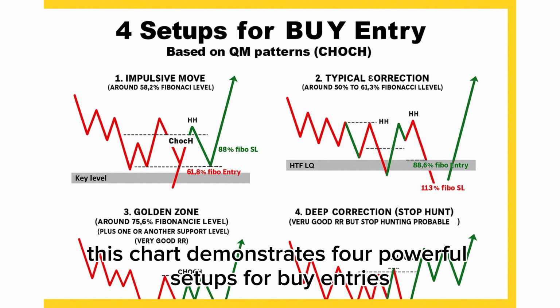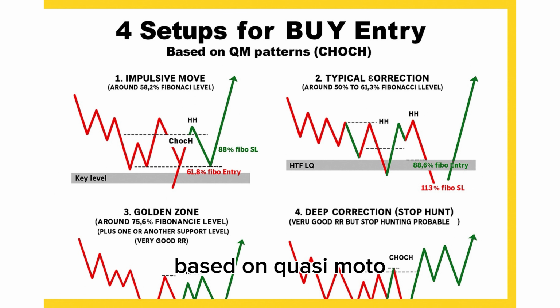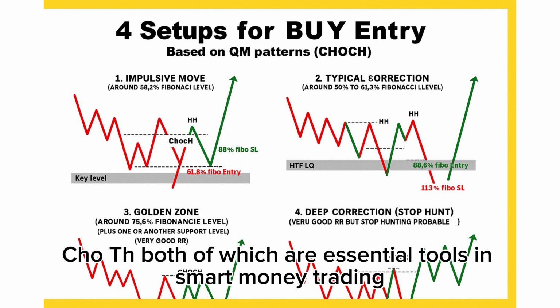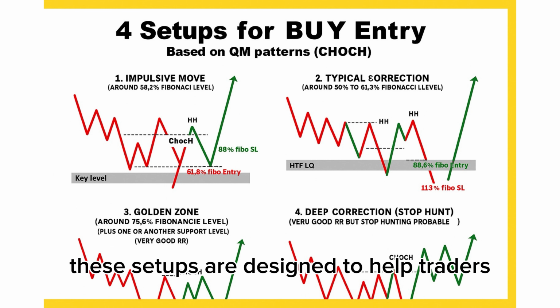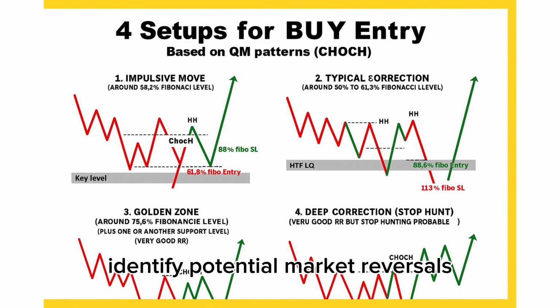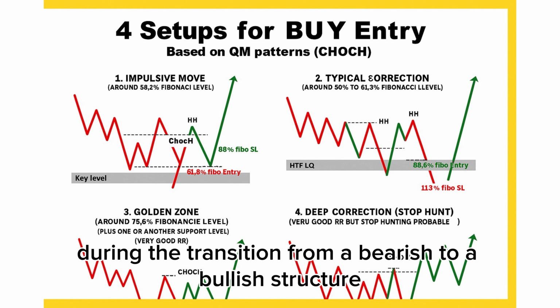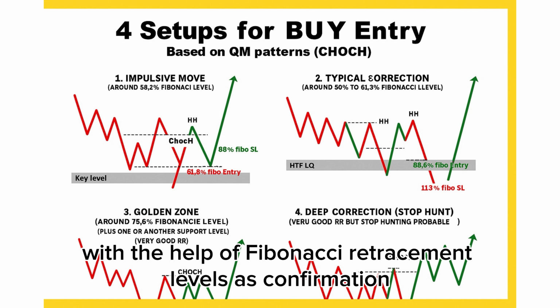This chart demonstrates 4 powerful setups for buy entries based on Quasimodo, QM patterns, and the concept of change of character, CHoCH, both of which are essential tools in smart money trading. These setups are designed to help traders identify potential market reversals and make precise entry decisions during the transition from a bearish to a bullish structure, with the help of Fibonacci retracement levels as confirmation.